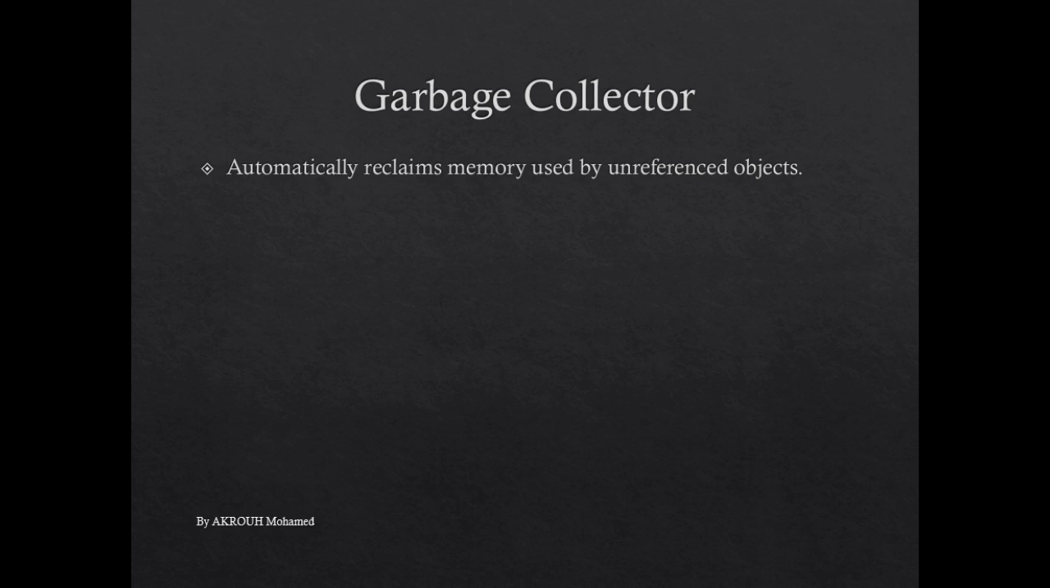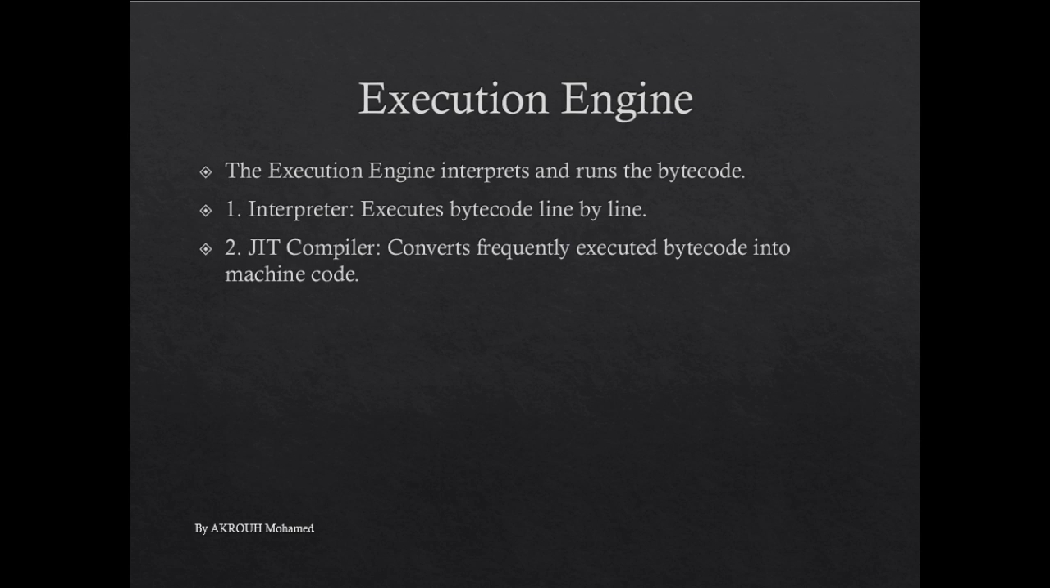Next is the execution engine, which is responsible for interpreting the bytecode and executing the program. The execution engine consists of an interpreter, which executes the bytecode line by line, and the just-in-time compiler, or JIT, which converts frequently executed bytecode into native machine code, significantly improving performance after the code has been interpreted several times.